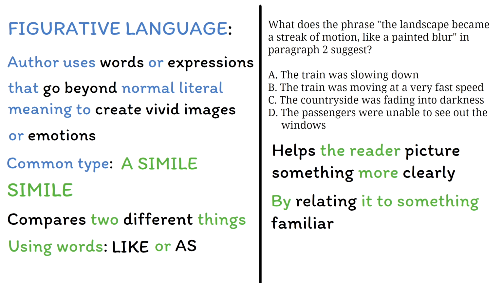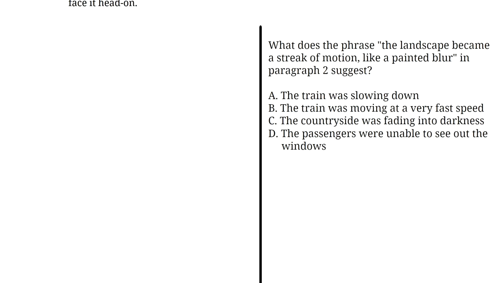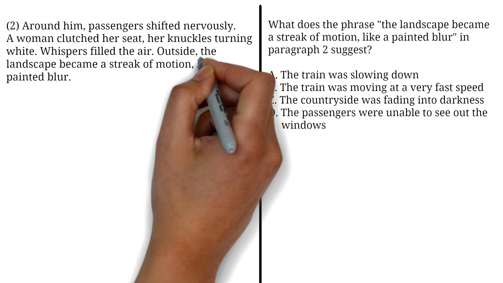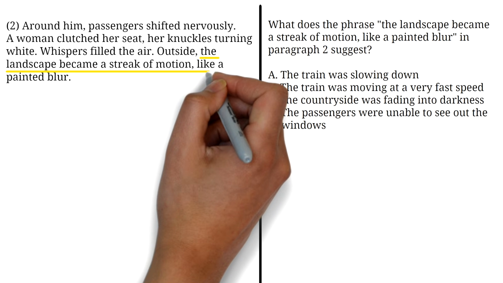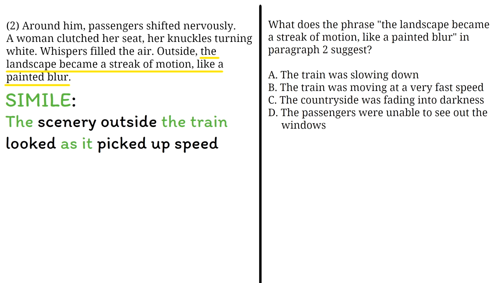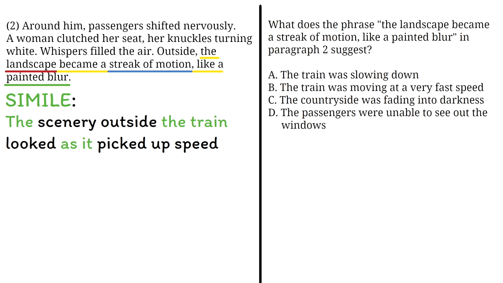Now, since we're focusing on paragraph 2, let's go to the passage and bring that part to the bottom left of our workspace so we can use it to answer the question. Note that the phrase, "the landscape became a streak of motion, like a painted blur," is a simile that describes how the scenery outside the train looked as it picked up speed. This is because the phrase compares the moving landscape to a streak of motion and a painted blur. Notice that the phrase uses the word like in its comparison.